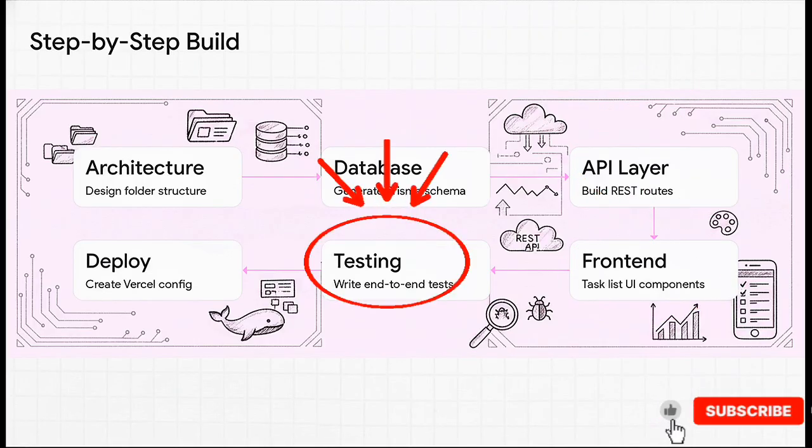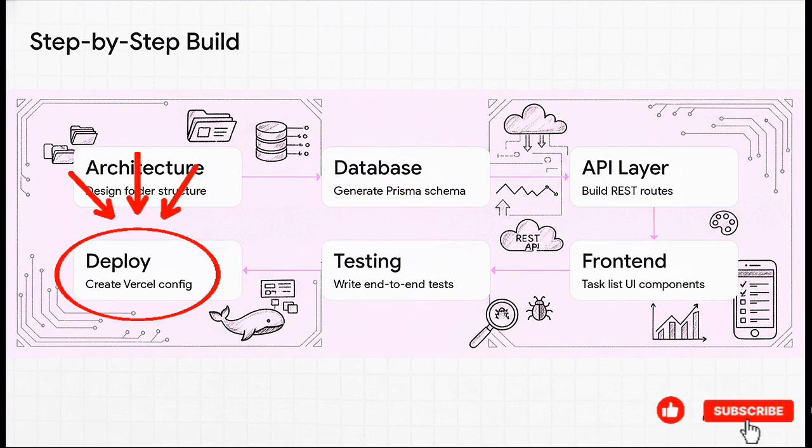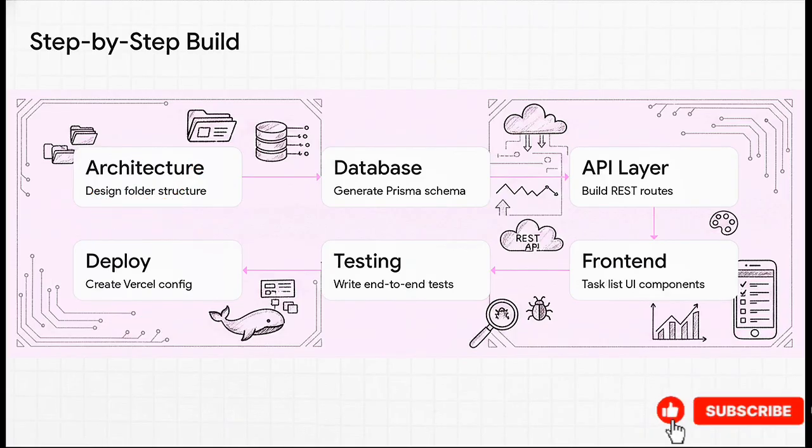Step 5, testing. You specifically ask Claude to write end-to-end tests for those user flows. And finally, Step 6, deploy, generating the Dockerfile and the Vercel configuration. 6 focused, iterative prompts, 1 fully deployed application. It's like a giant puzzle coming together perfectly.